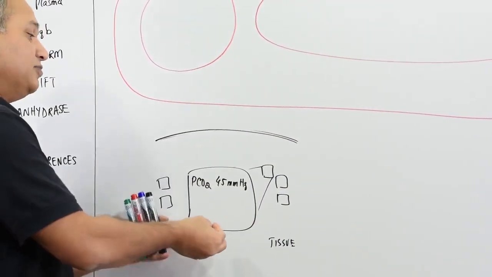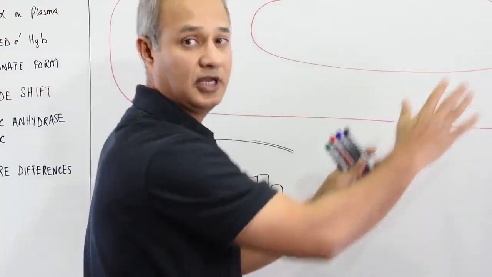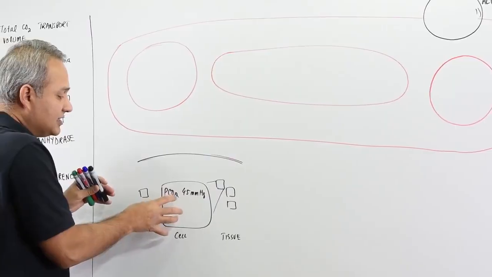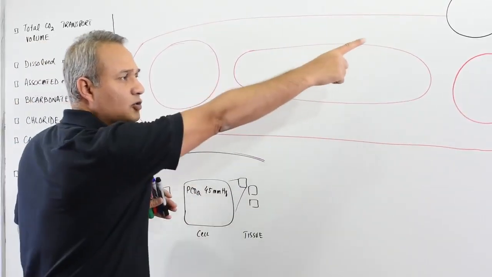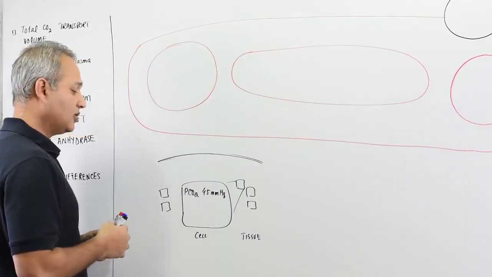So carbon dioxide is generated from the tissues, and then it goes all the way to the lungs and is exited from there. The question is, how is it produced here, and why does it go there and get out? Why does it come to the lungs and go out? So let's talk about it.